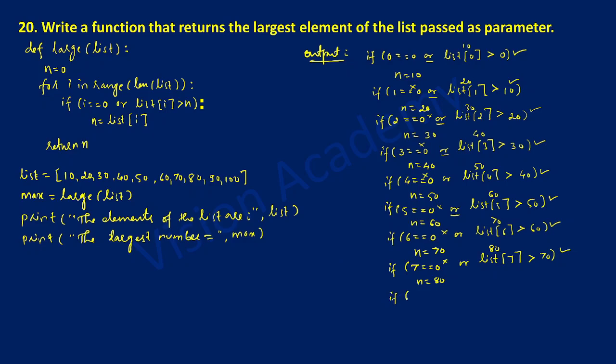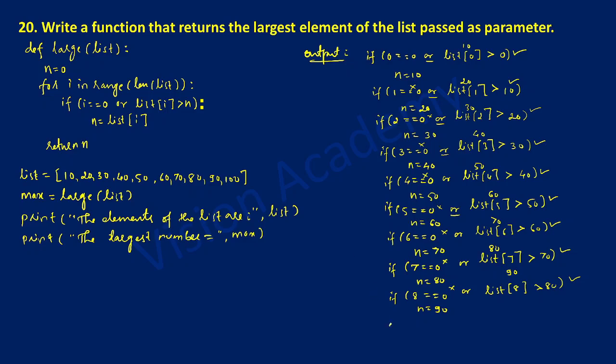Once again, control transfers to the for loop by incrementing the value of i by 1. Once again, we will check out this condition. Now it is 8 is equal to 0. No, the condition is false. Or next, list of 8 consisting of what? 90 is greater than n value, which is 80. So 90 is greater than 80. Yes, the condition is true. Once this condition is true, then this initialization takes place. So n is equal to list of 8 consisting of 90, that is equated to n.